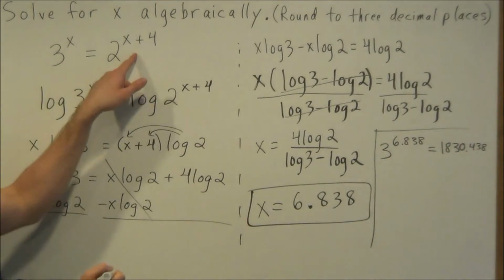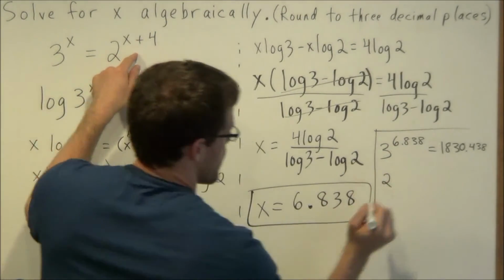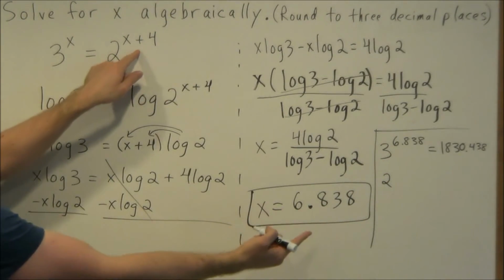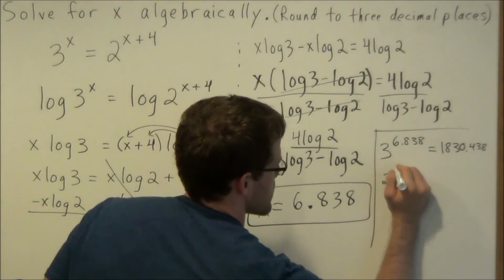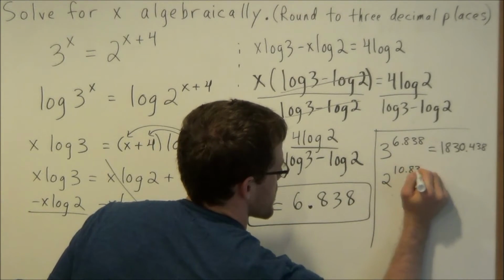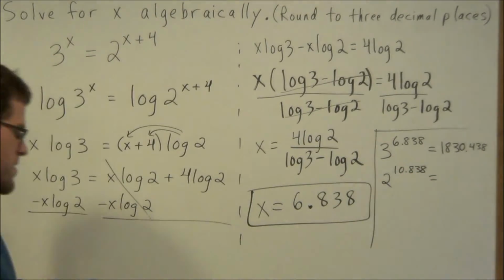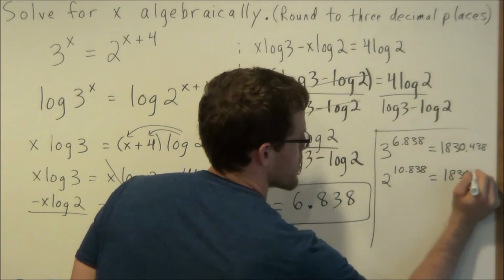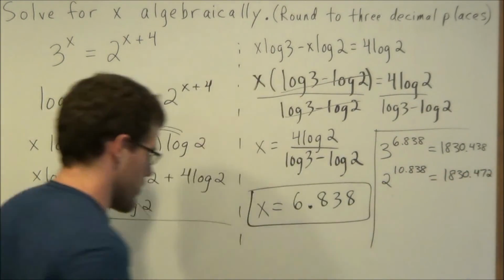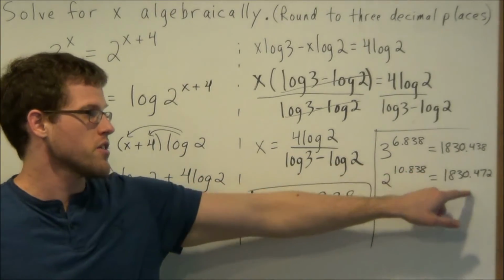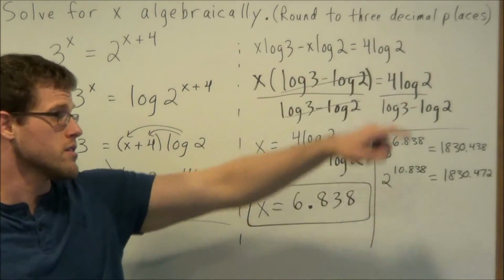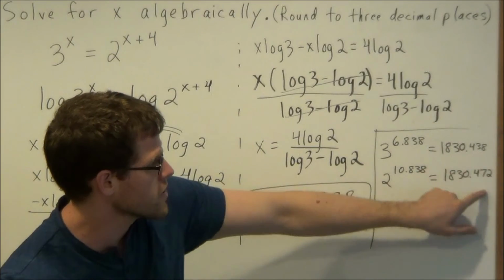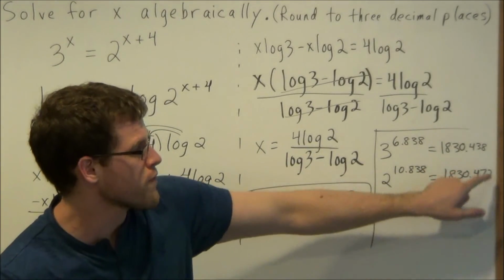And if we verify the second part, this would be 2 to the 6.838 plus 4, which is just 10.838. And if we type this in, we'll have 1830.472. Now I know you're not going to get something exact, and the reason you're not getting something exact is because we rounded. But notice that it's accurate up to 34 thousandths.